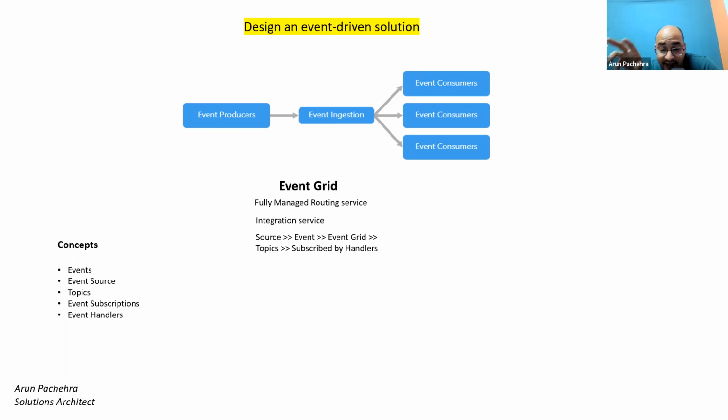Azure function has subscribed to this particular event or topic, because events are moving to the topic. Function subscribes to the topic, and as soon as the event gets to Event Grid, the function triggers. So that is event subscription, and function is the handler here, the event handler. So these are the few concepts.